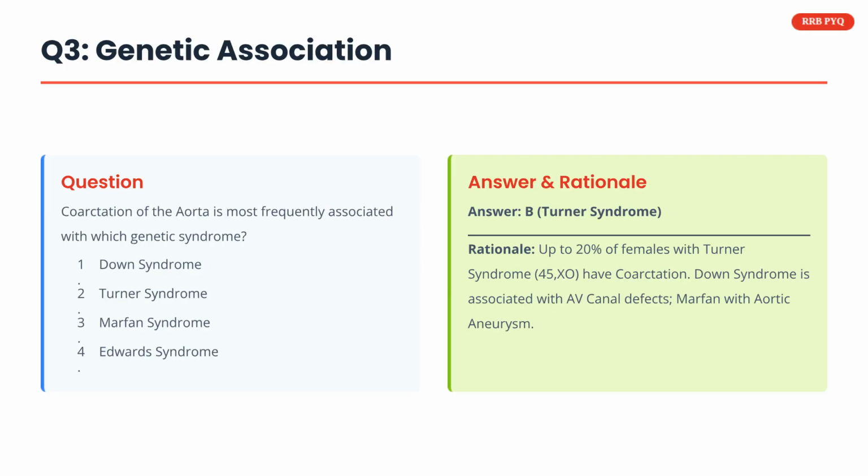Question 3. Coarctation of the aorta is most frequently associated with which genetic syndrome? The correct answer is B. Turner syndrome, as up to 20% of those affected have COA.